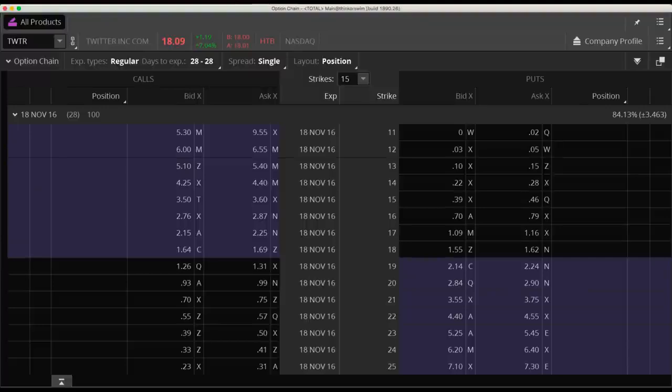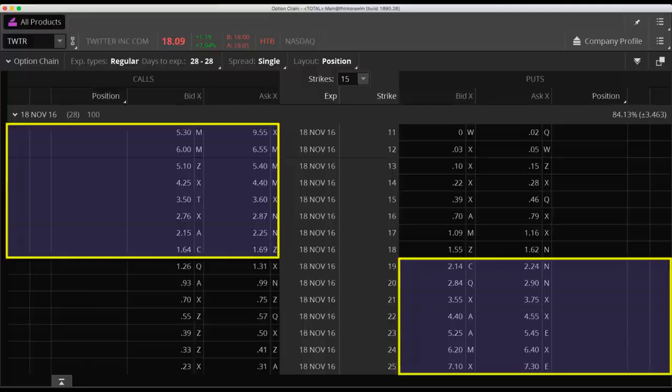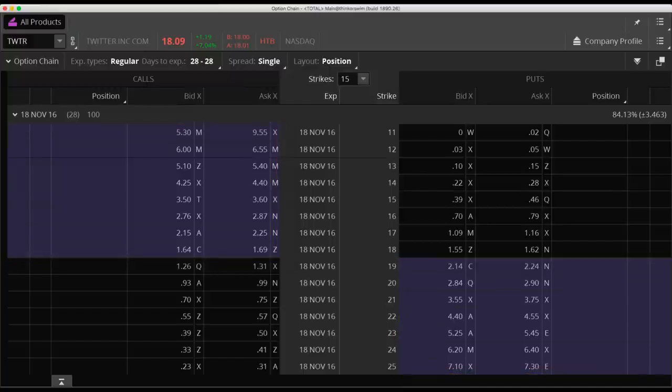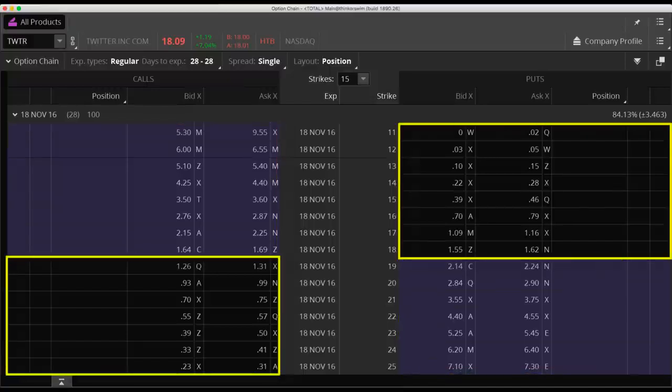The cool thing is, if we look at an option chain, you can see that the in the money and out of the money options are highlighted. The in the money calls and puts have a bluish shaded background, and the out of the money calls and puts have an empty or black background.